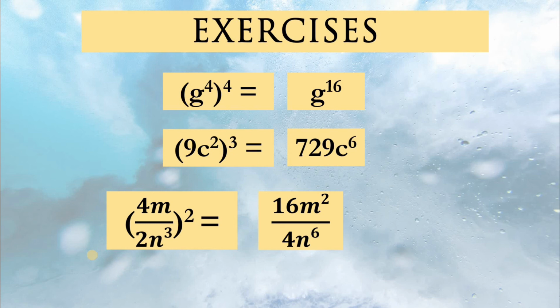And then we can still divide 16 by 4. 16 divided by 4 is 4. Then we get 4m squared over n raised to 6. Okay? So m and n are different variables, therefore we can no longer simplify this expression.